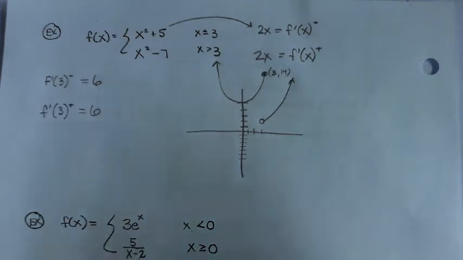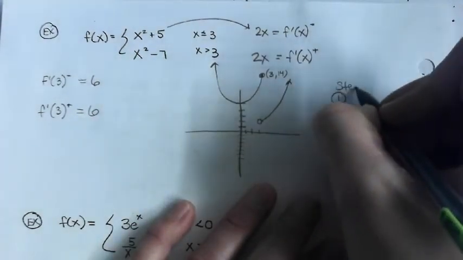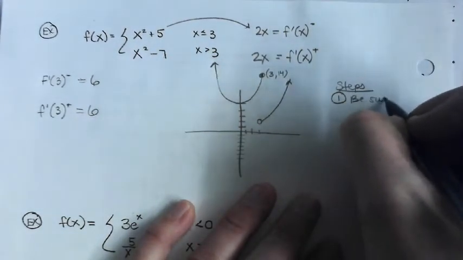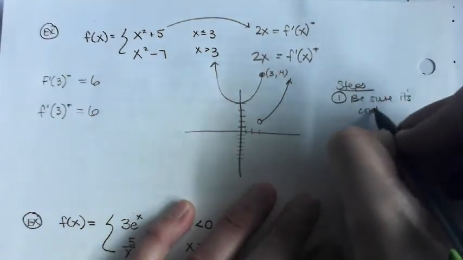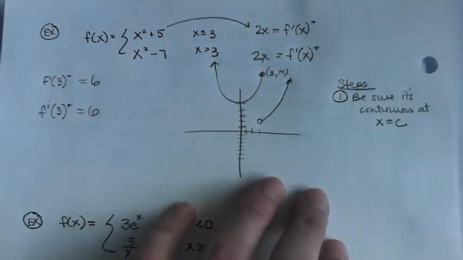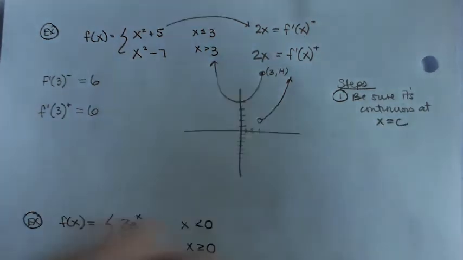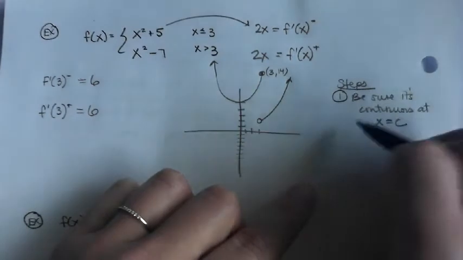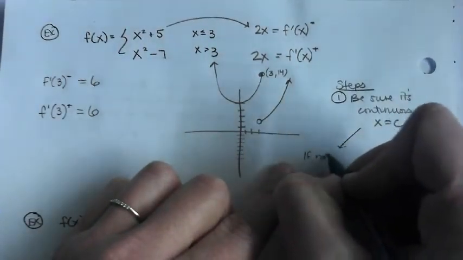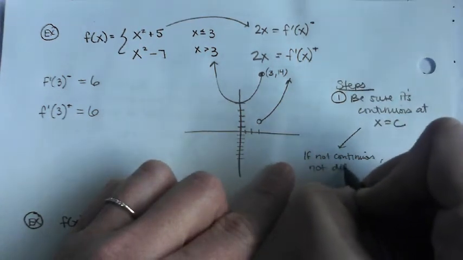The first thing you should test to see if something is differentiable is, number 1, step 1, be sure it's continuous at that C value, whatever that C value might be. In this case, it's 3. If it's not continuous, stop, because it's not differentiable. You might want to write that. If not continuous, not differentiable.